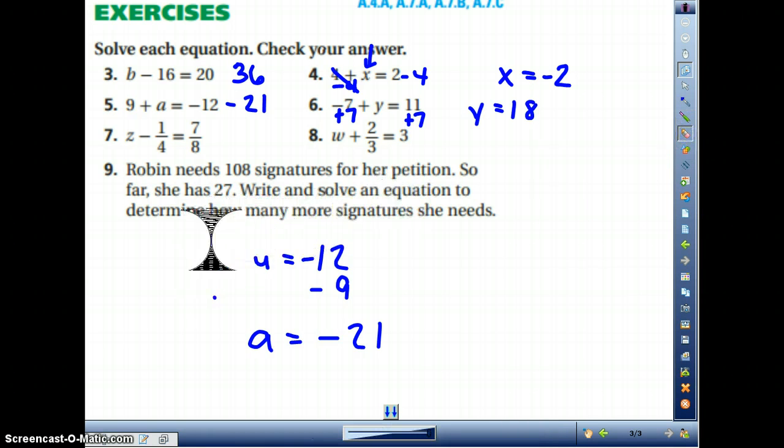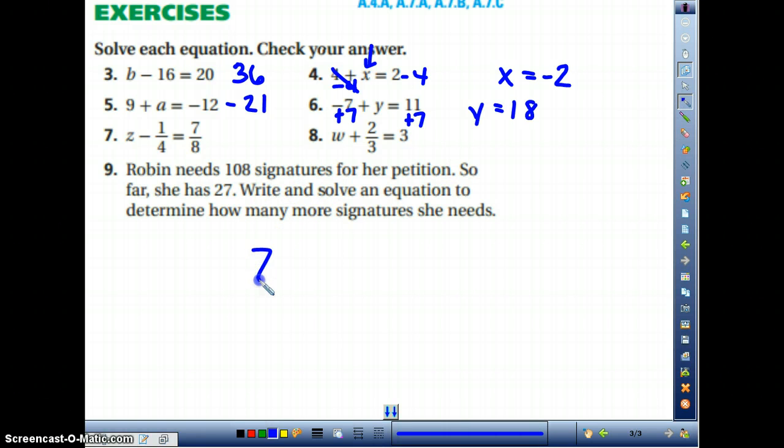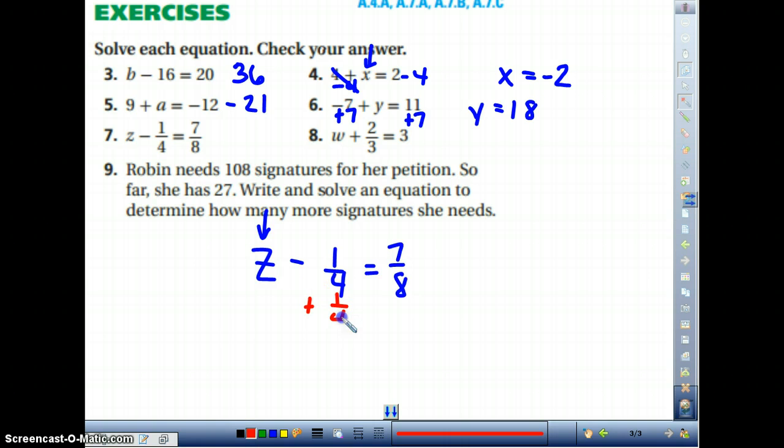Now for number 7. Number 7 says z minus 1/4 equals 7/8. I want to get z by itself. How do I undo subtraction by 1/4? Addition by 1/4. Yep. If I add 1/4 to this side, I must add 1/4 to this side. These cancel each other out. But what do I do if I have different denominators? Yeah, I've got to find a common denominator.